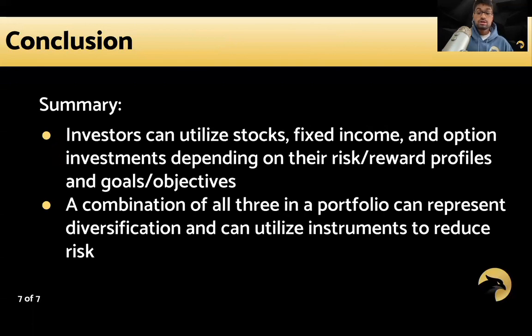Now, here's a brief conclusion of what we just covered. Investors can utilize stocks, fixed income, and option investments depending on their risk reward profiles and goals and objectives. A combination of all three in a portfolio can represent diversification, and you can utilize these instruments to also reduce risk or take on more risk as well. Now, something we will be covering in a future chapter are these three different investment tools in more detail.